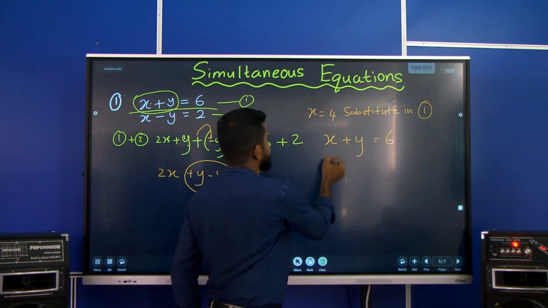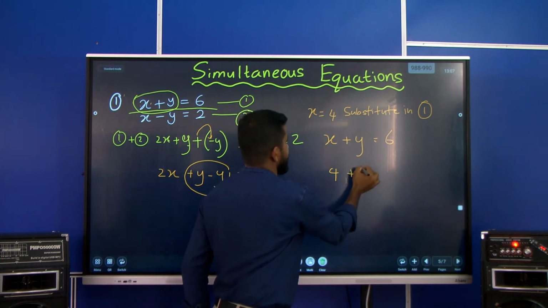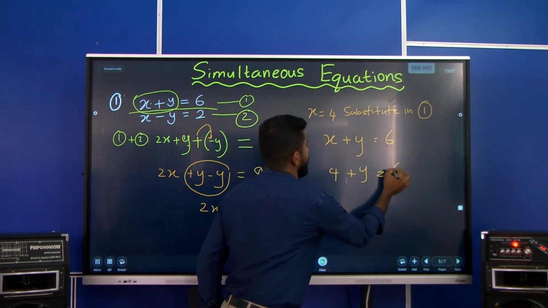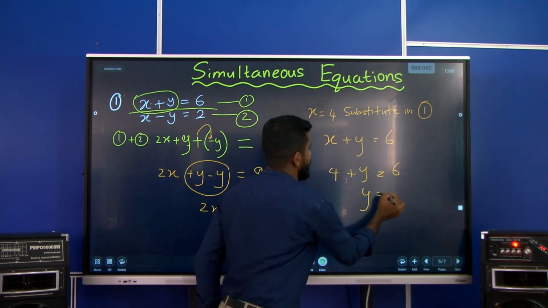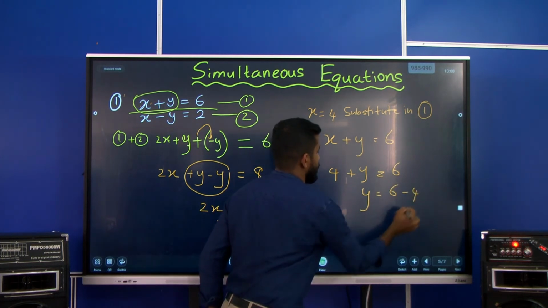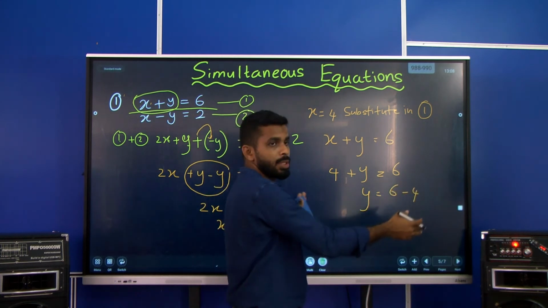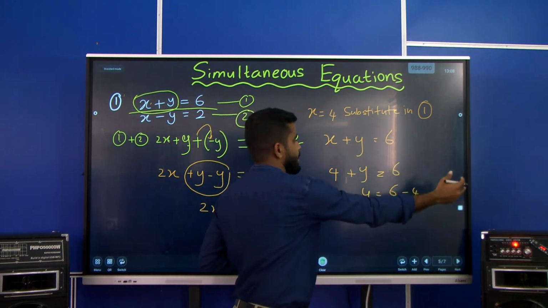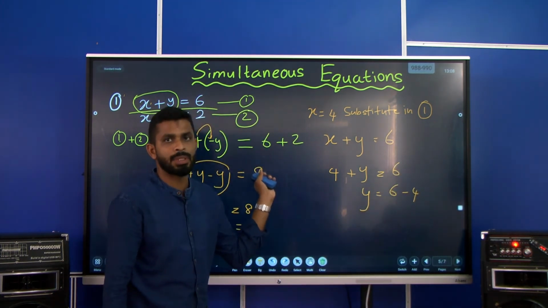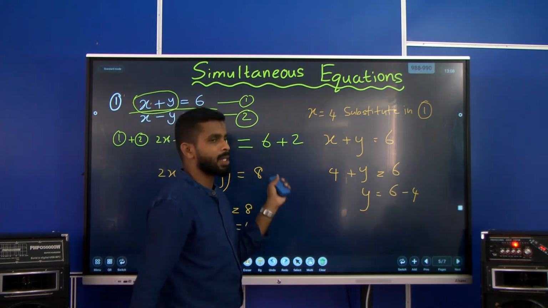Therefore, x is 4; 4 plus y is 6, so y is equal to 6 minus 4. These are the two sides of the equation: one is the left hand side and the other is the right hand side. If something is added on one side of the equation, it would be subtracted when moved to the other side. If something is subtracted, it would be added.